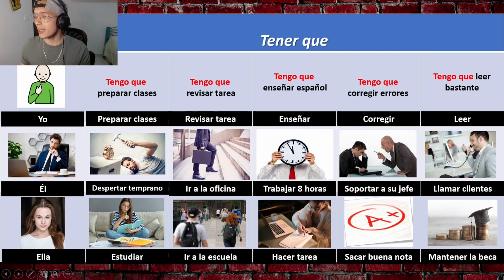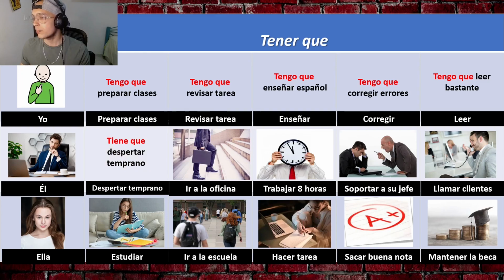Let's take a look at this man and the obligations he has. Okay, so, he has to wake up early in the morning. So we say, él tiene que despertar temprano. One more time, él tiene que despertar temprano. Now, what about her? She has to go to school. So we say, ella tiene que ir a la escuela. One more time, ella tiene que ir a la escuela.